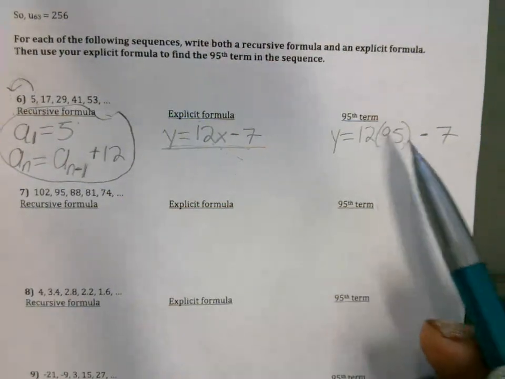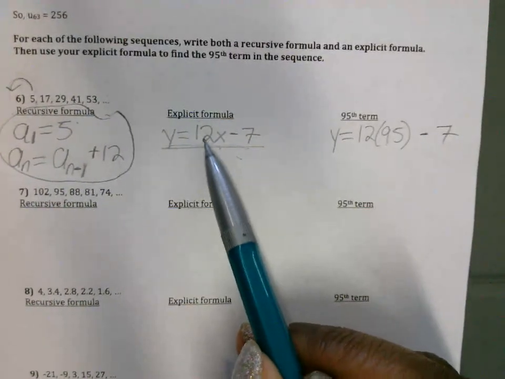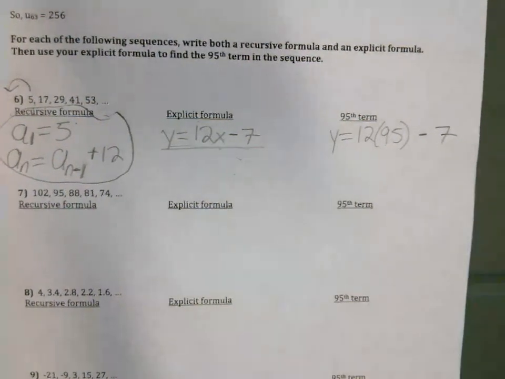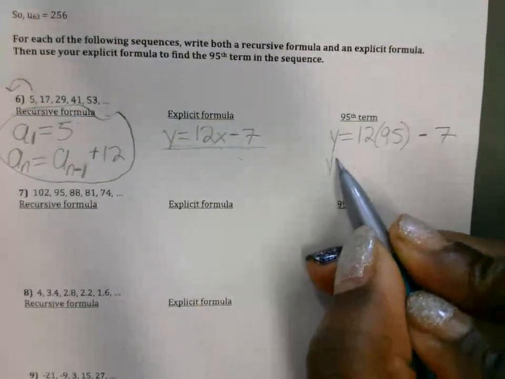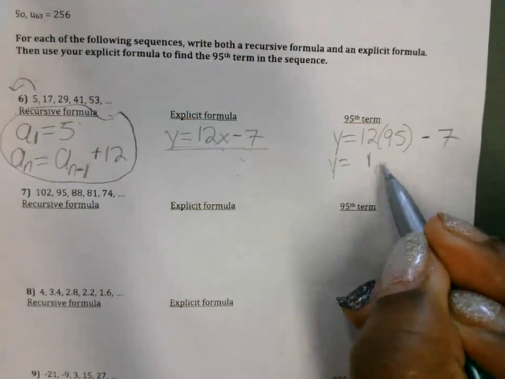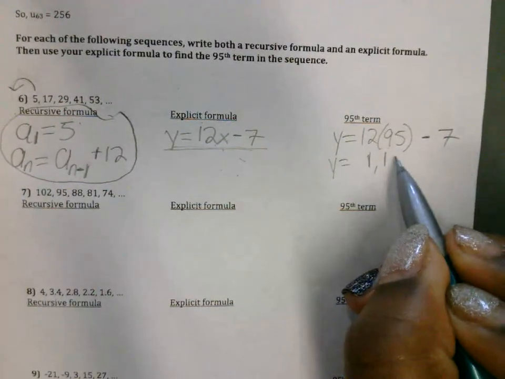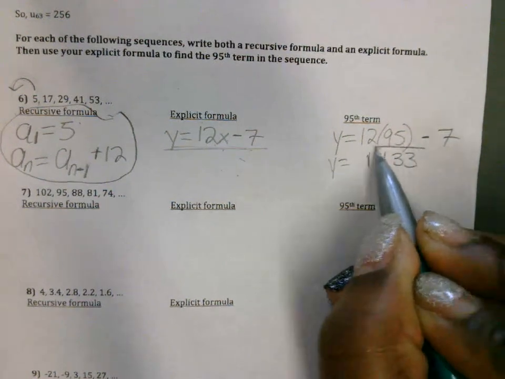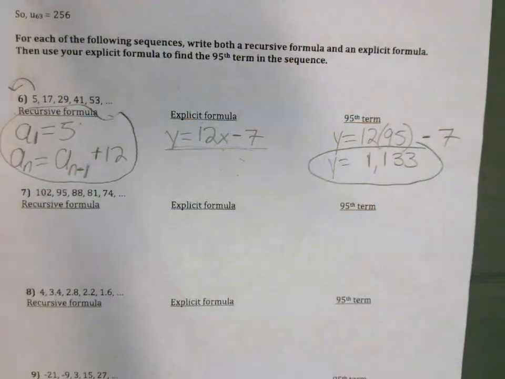Okay. So make sure you multiply, because the operation between these is multiplication. So what's this going to be? 1,133. Okay. If you didn't finish, please make sure that you finish that. We're going to go on to scatter plots.